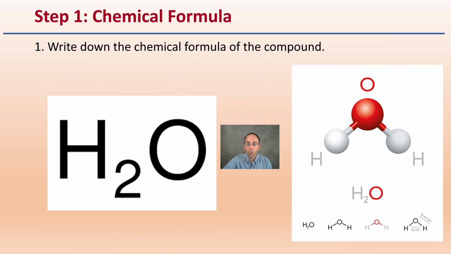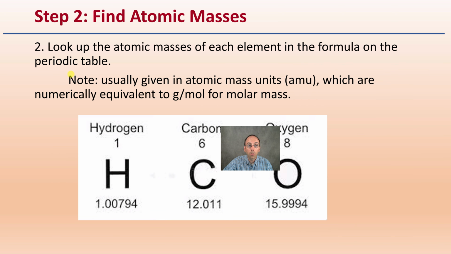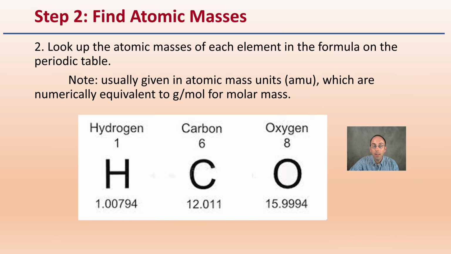So first off, the chemical formula. Again, we're starting with a fairly simple one. Water, you want to write down the chemical formula of the compound, H subscript 2 and capital O. That's our first step. Progressing then to our second step, which is to find the atomic masses.